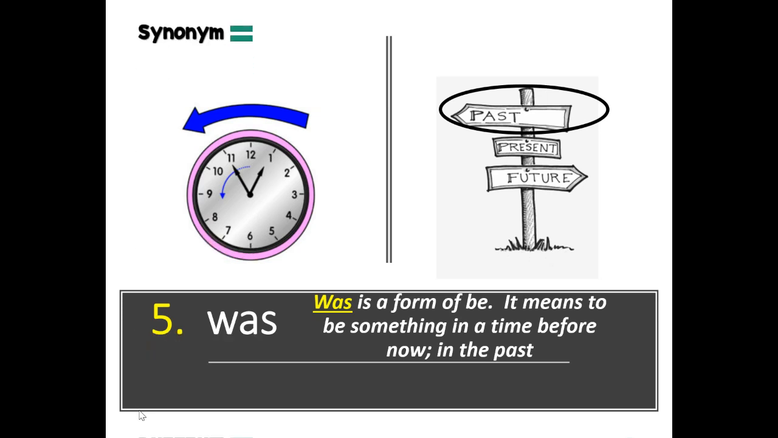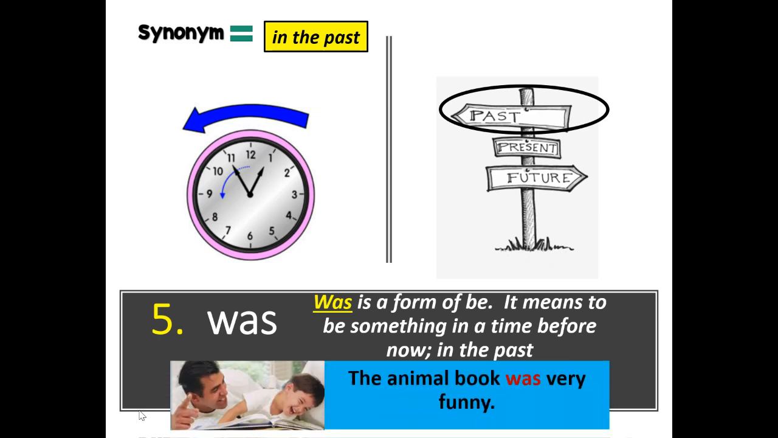Was. A short definition could be in the past. The animal book was very funny. How do I use it? The bright lamp was on. What was your favorite part of the movie?